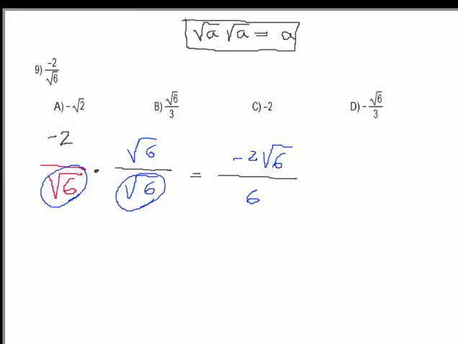So which would be the right answer here? I have to reduce this, of course, right? If I reduce this, this turns to 1, this turns to 3. So that gives me negative radical 6 over 3. So this is how you rationalize it. When you have a radical at the bottom of the fraction, you just simply multiply the top and bottom of the fraction by that radical. That's how you get rid of the radical there.